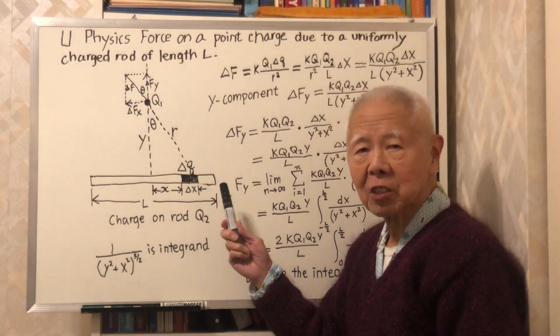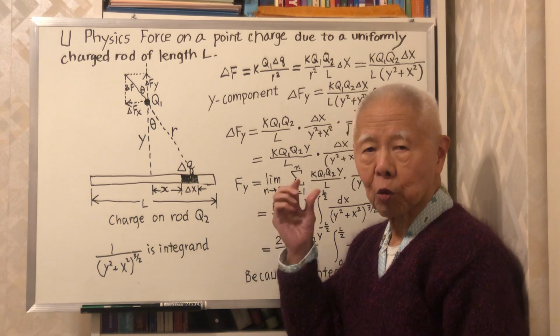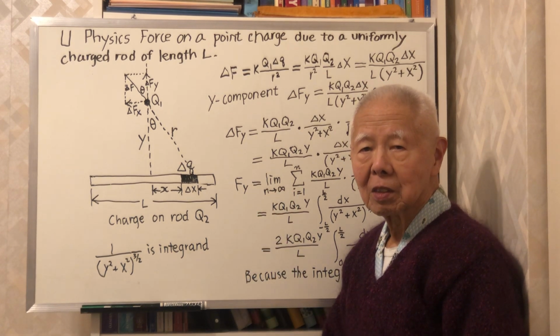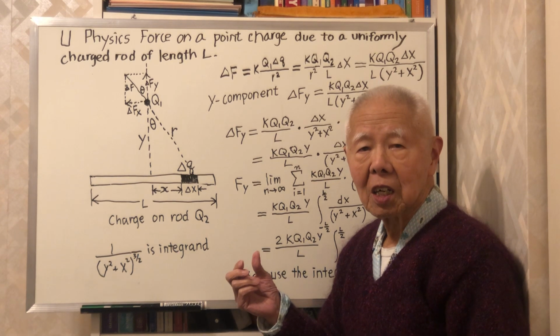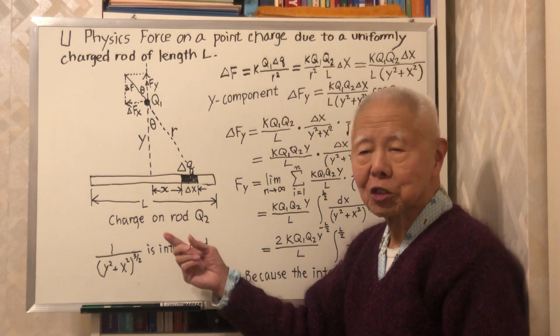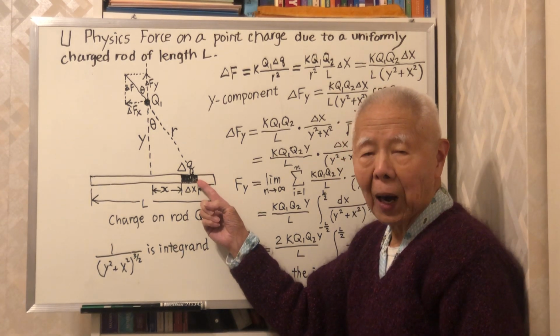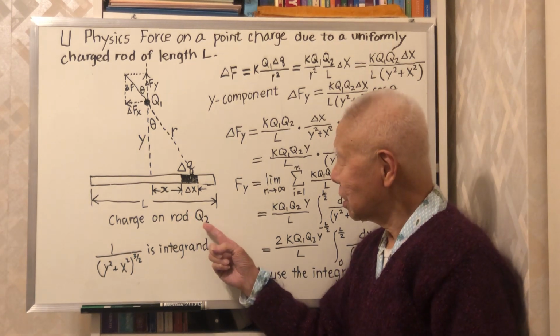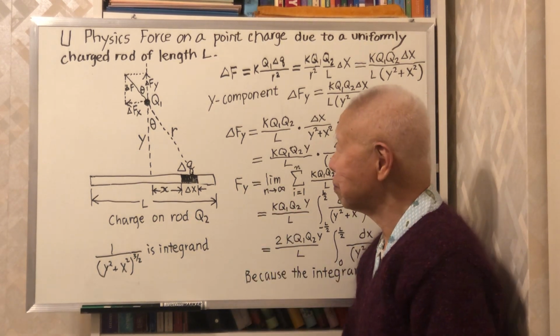This black part is a small section on the rod. This small section, of course, carries a charge. And certainly this charge is not the total charge. The charge on this part is not Q2, right? It's a fraction of Q2.